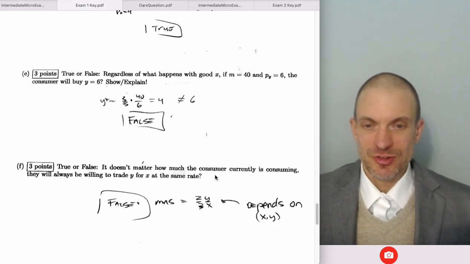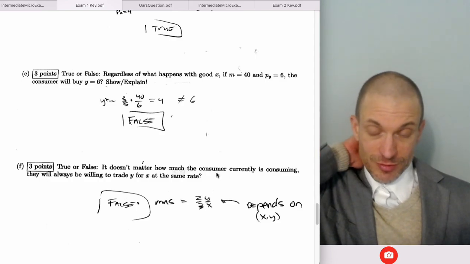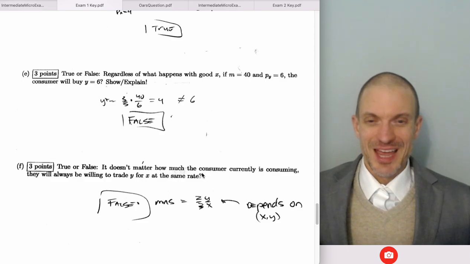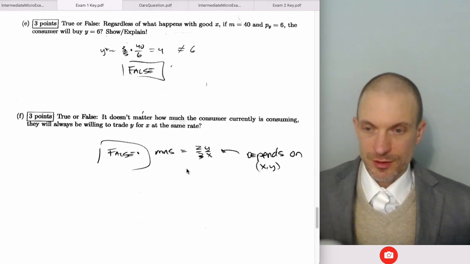Lastly, it doesn't matter how much the consumer is currently consuming. They'll always be willing to trade good Y for X at the same rate. No, my MRS depends on my current bundle, right? So this right here, true or false, like this statement, if this was true, I would have to have perfect substitutes preferences. Okay.